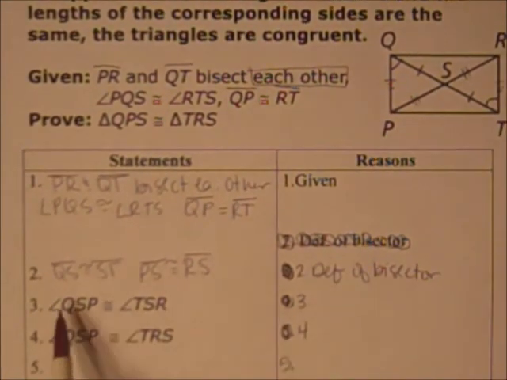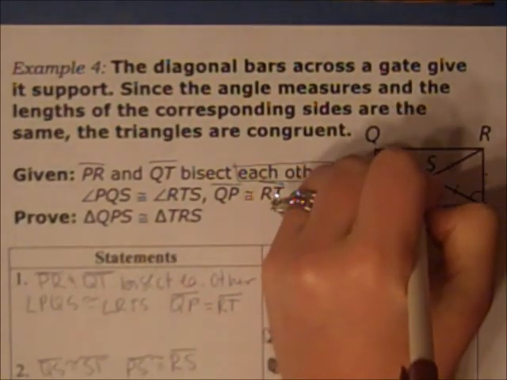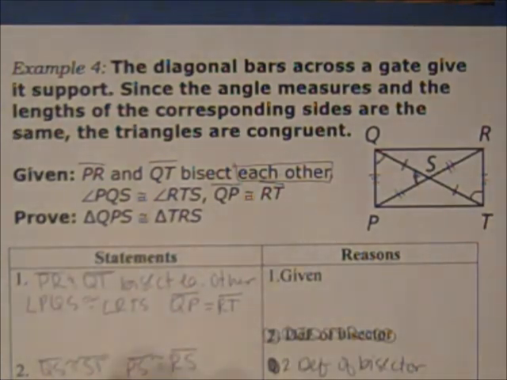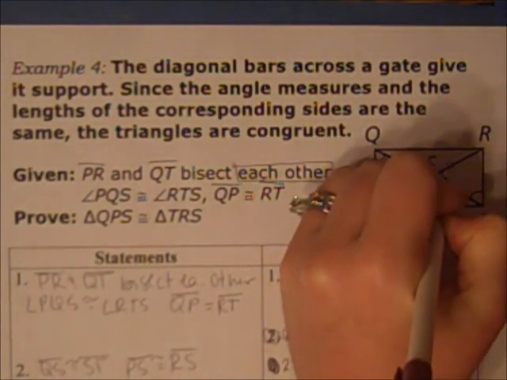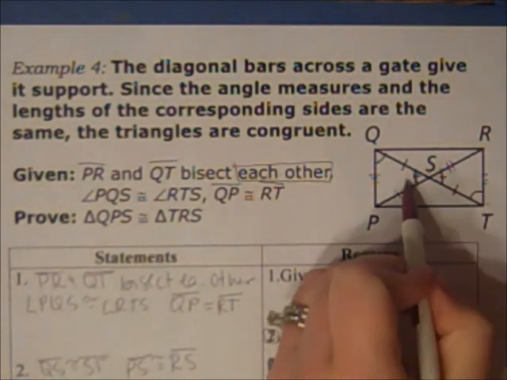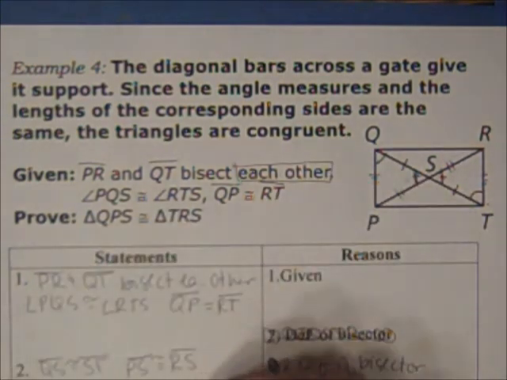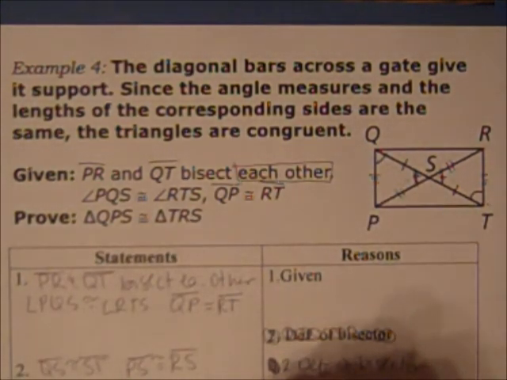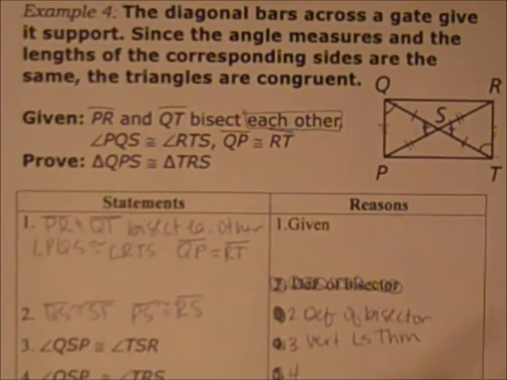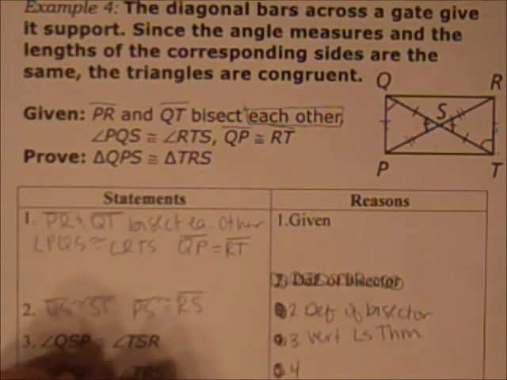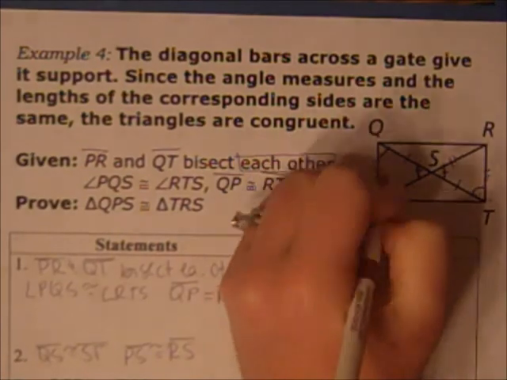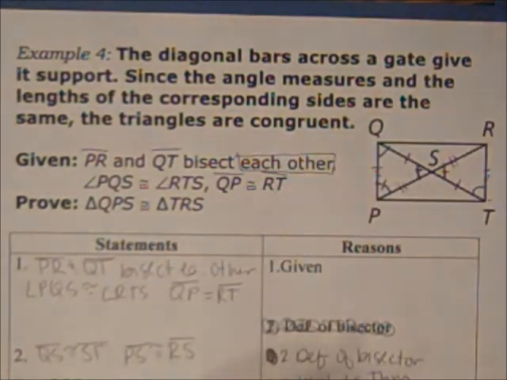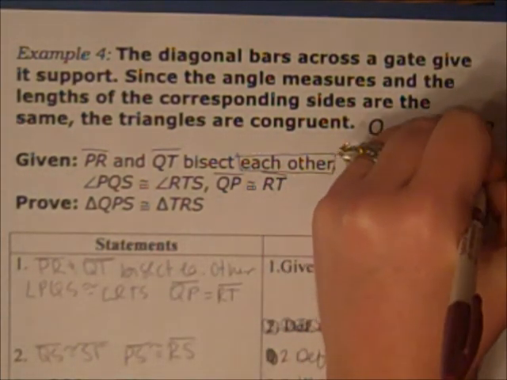Okay, angle QSP right here is congruent to angle TSR right here. Okay, why are these congruent? Well, if you know this one from chapter 1, those are vertical angles, so we're going to use the vertical angles theorem to say that they're congruent. Okay, a little typo right here. This should say QPS. We already used QSP. We don't want to use it again. QPS is congruent to TRS.